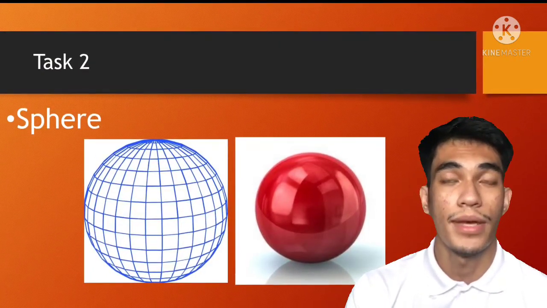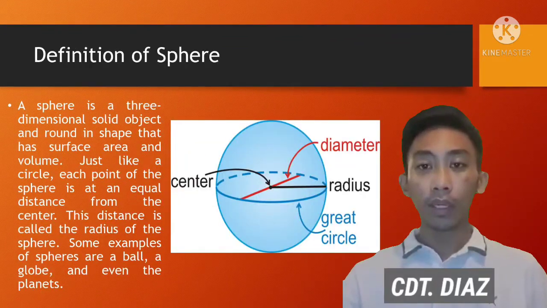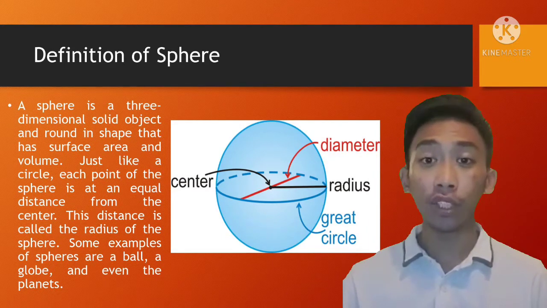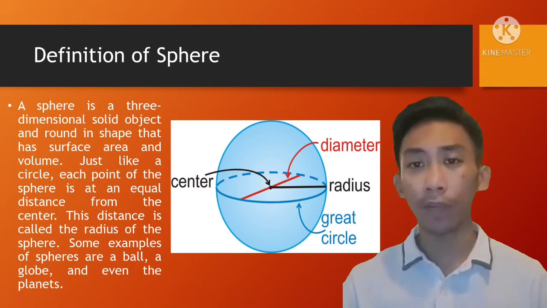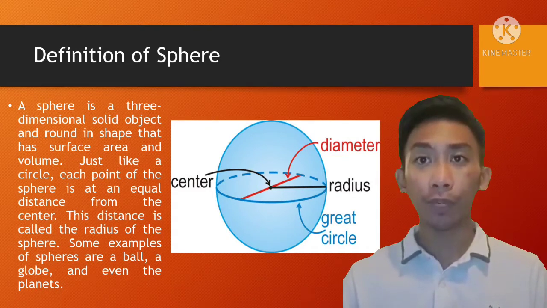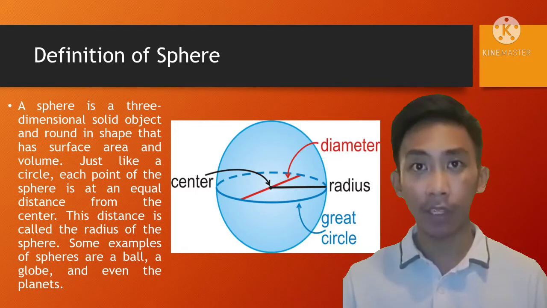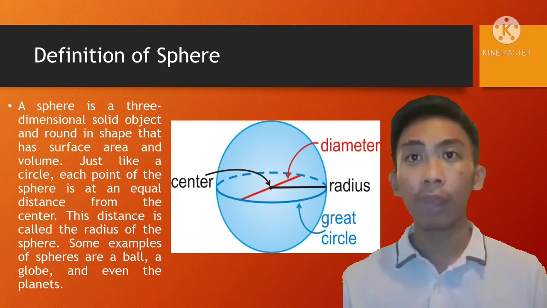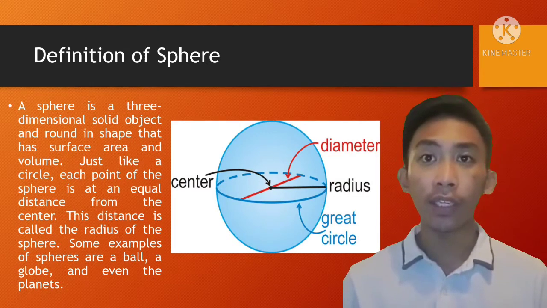Here we have the three-dimensional solid shape which is sphere. So, what is a sphere? The definition of sphere is a three-dimensional solid object, round in shape, that has a surface area and volume. Just like a circle, each point of the sphere has an equal distance from the center. This distance is called the radius of the sphere. Some examples of spheres are a ball, the globe, and even the planet.